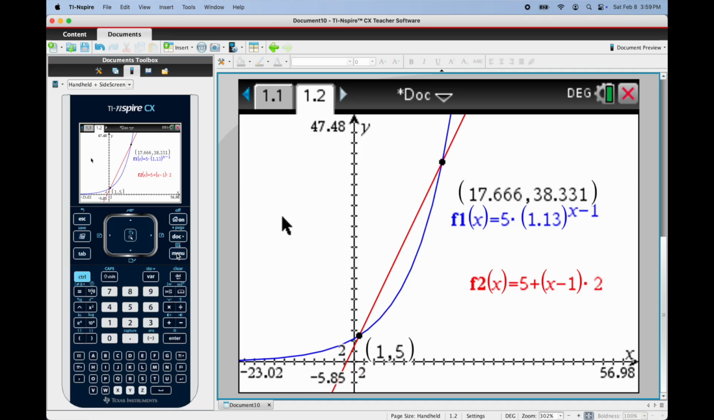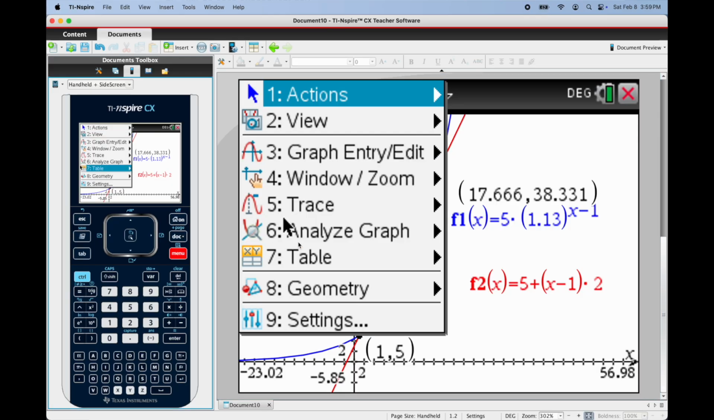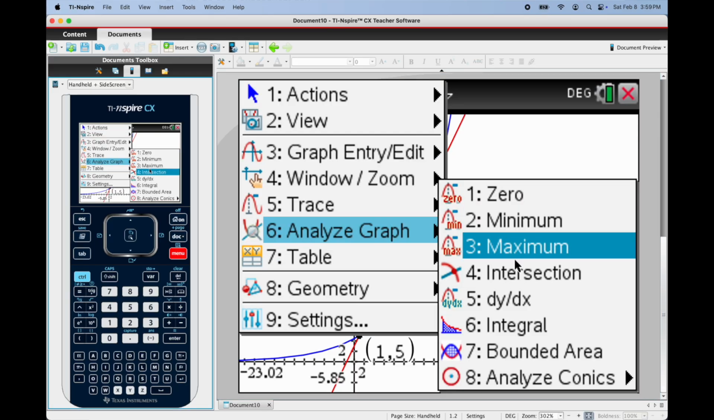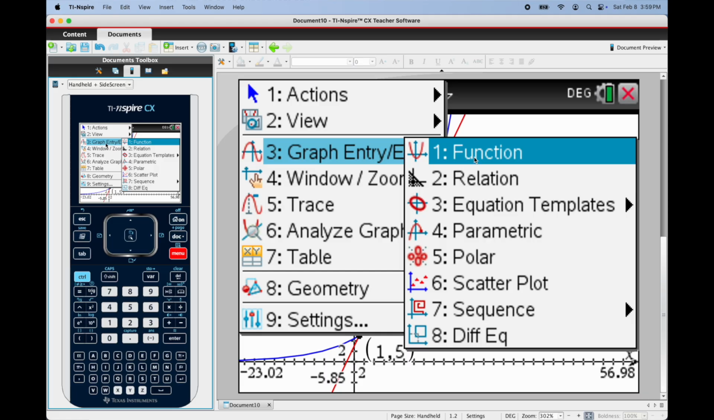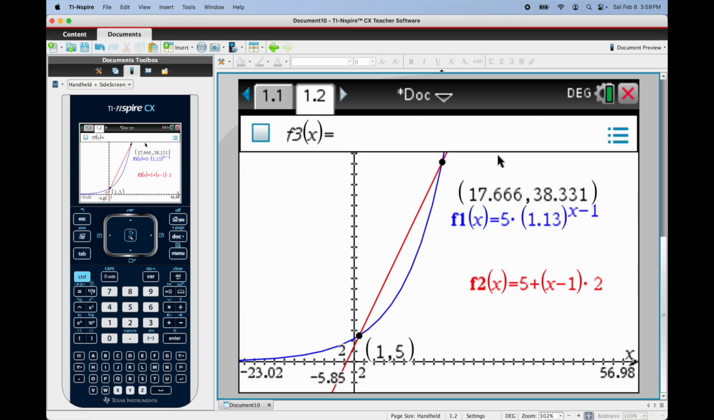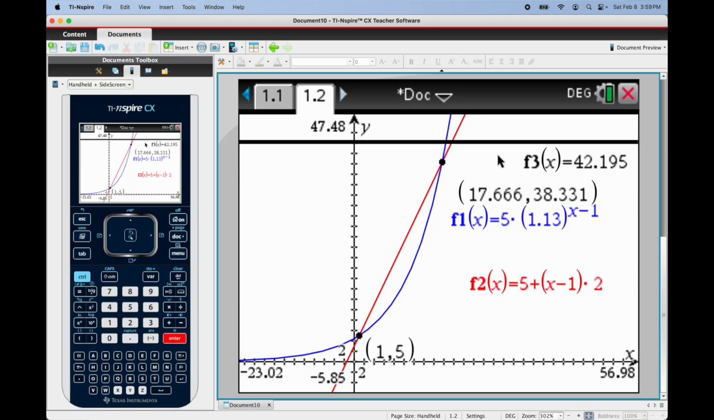The last way to do this, if you're like a guru at the graphing calculator, then maybe this is all great. Analyze graph. Let's put in graph entry. Let's put in another function, 42.195, the distance of a marathon. So this is the distance of a marathon, and we see who gets there first.